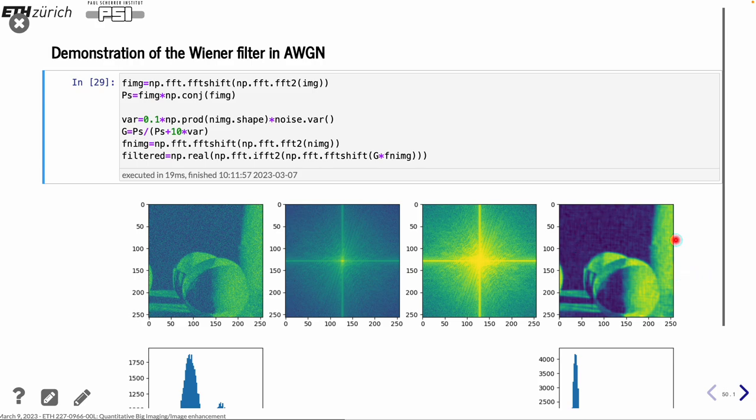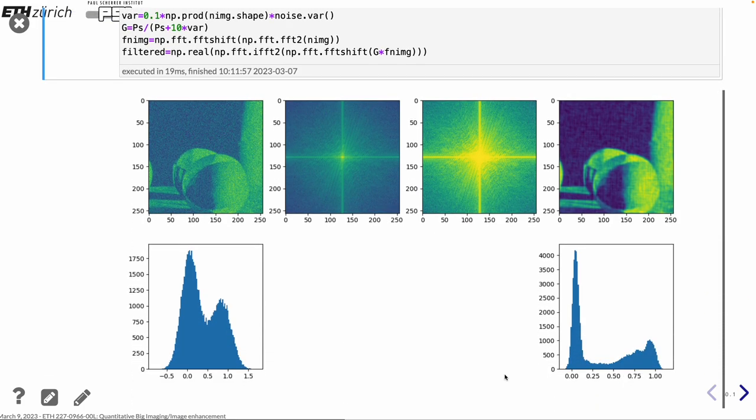And the filtered result comes out like this. It is still quite blurred, but we have at least taken out the noise. So this would be this histogram before and after, and we see that we have quite a narrowing of the two peaks, and we can even see that there are separate levels within the image.